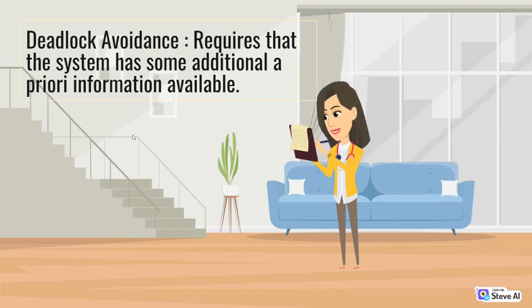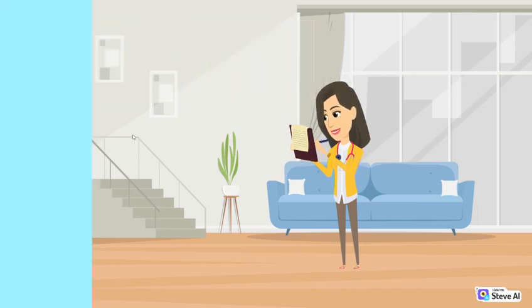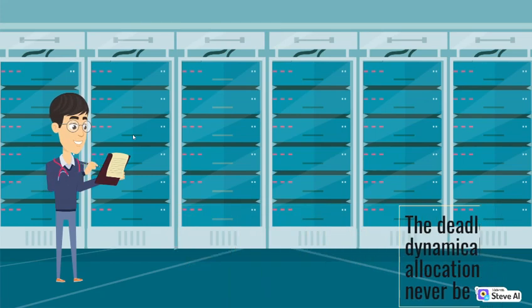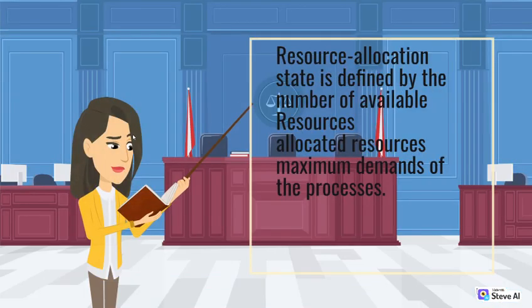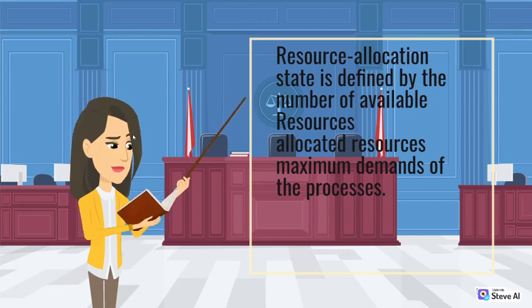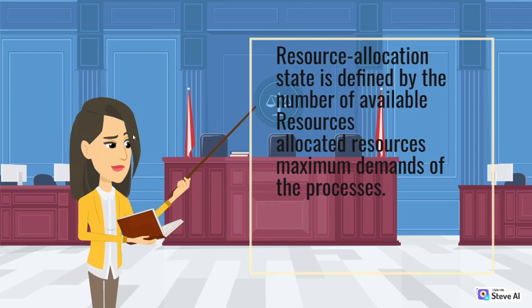Deadlock avoidance. Requires that the system has some additional a priori information available. The deadlock avoidance algorithm dynamically examines the resource allocation state to ensure that there can never be a circular wait condition. Resource allocation state is defined by the number of available resources, allocated resources, and maximum demands of the processes.